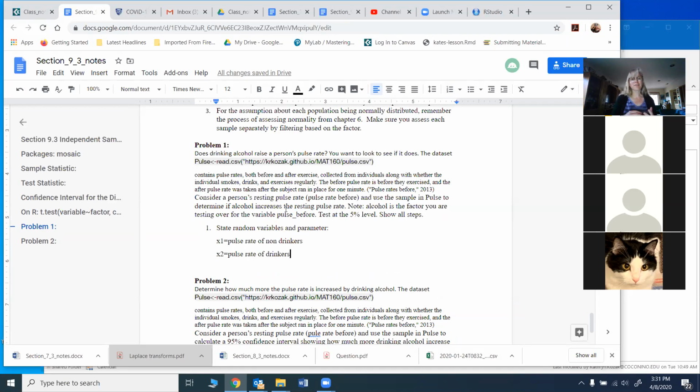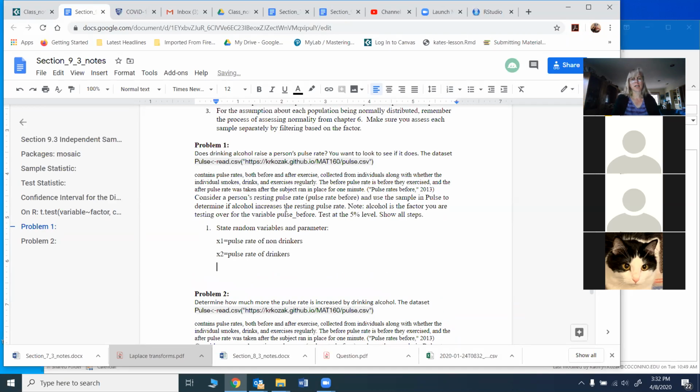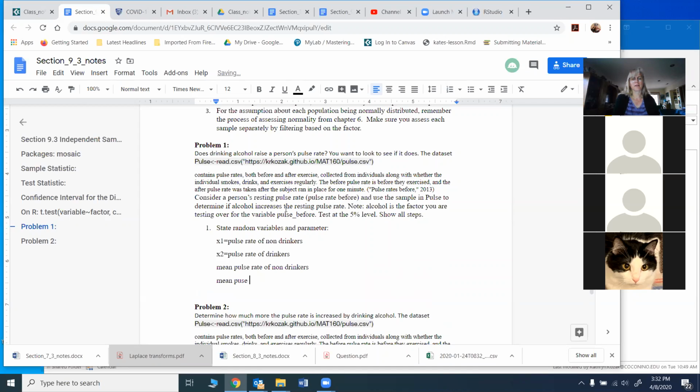By the way, there's nothing that says the first one is the non-drinkers and the second one's the drinkers. You could have done it the other way. This is why it's important to tell me which is which, so I know. That's the only thing I would suggest. And then we've got our mean pulse rate of the non-drinkers and the mean pulse rate of the drinkers.